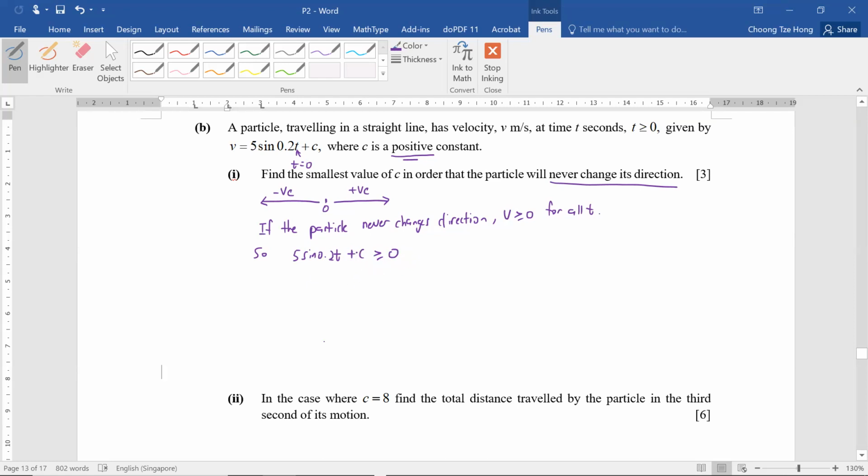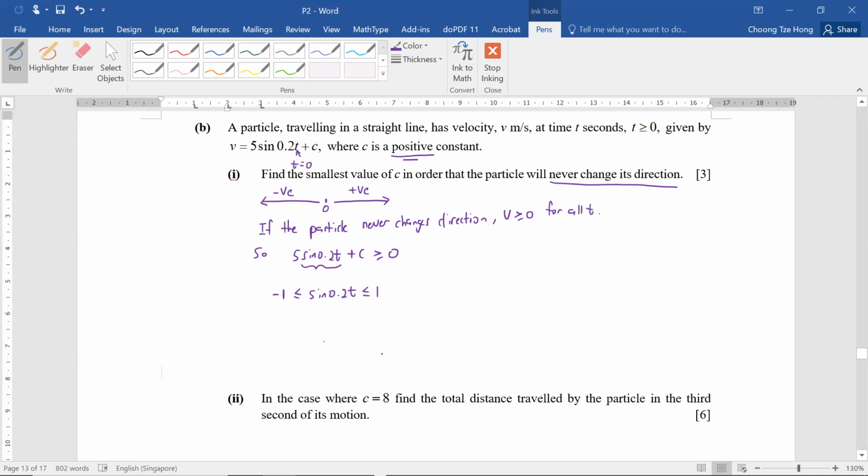We need to find the smallest value of c that will make this inequality valid all the time. So how do we solve an inequality like this? We always observe the trigonometric term, sine 0.2t. Do you recall, when you put in different values of t, what is the smallest possible value? If you recall, the smallest possible value will be -1, because this is a sine function with amplitude 1, and the biggest will be 1.